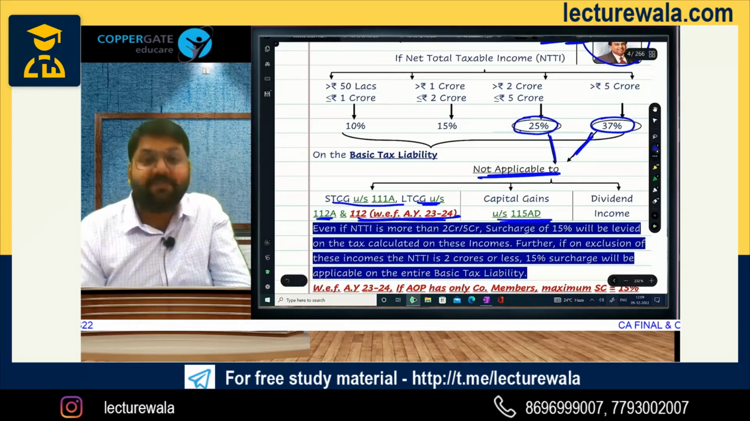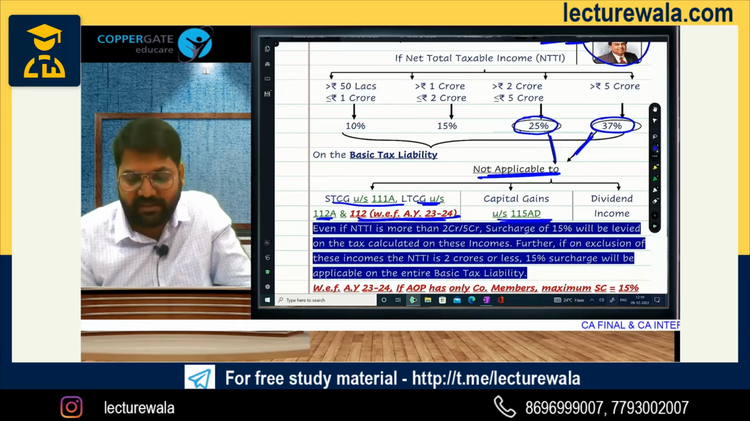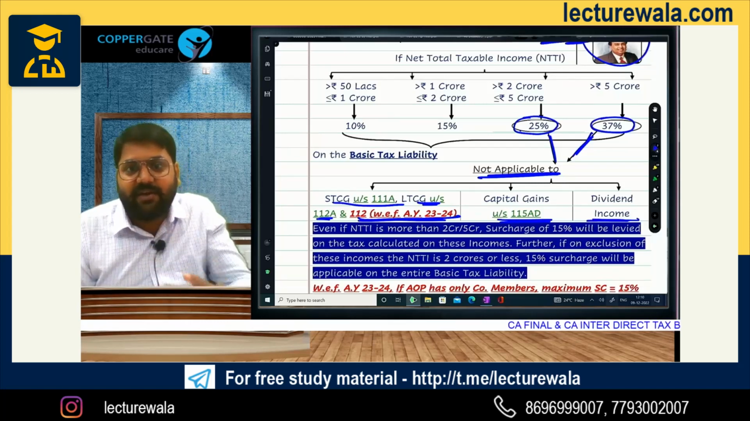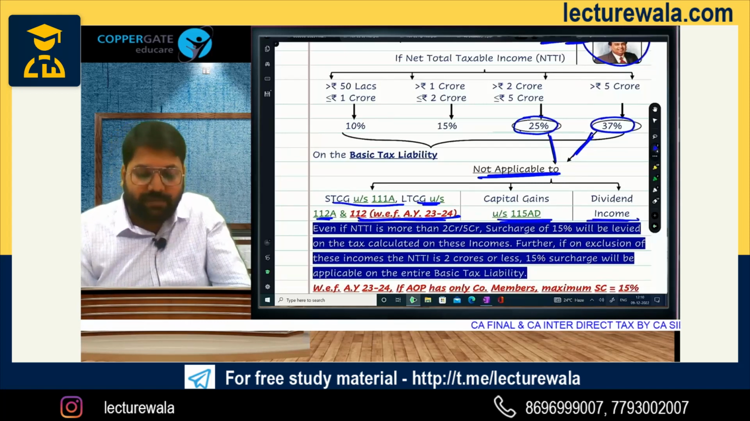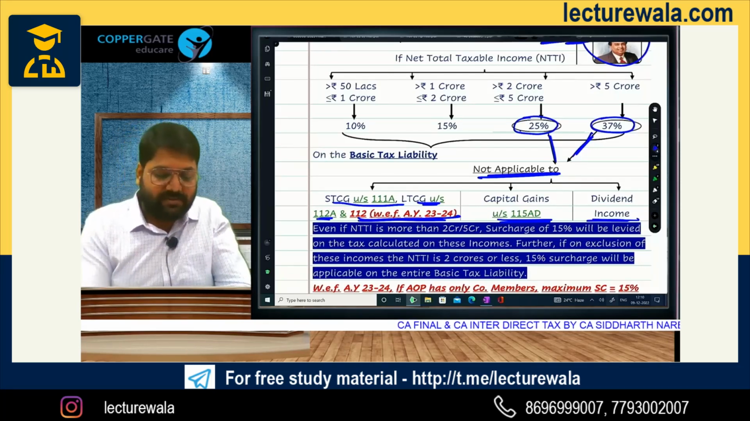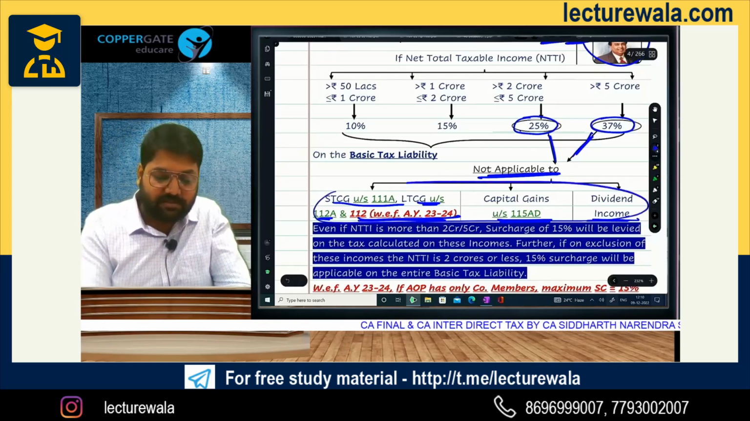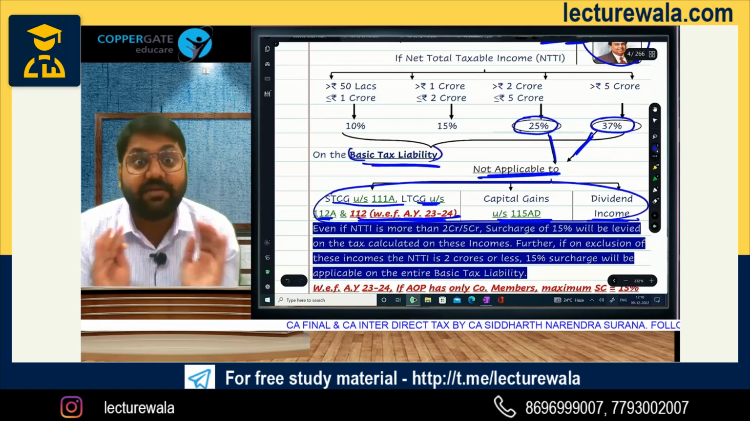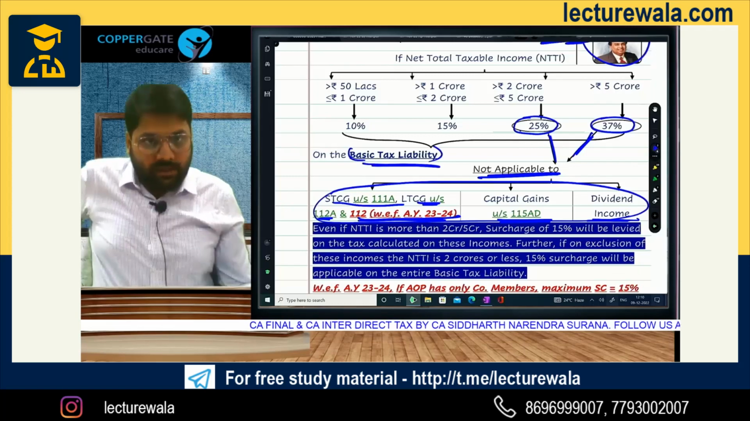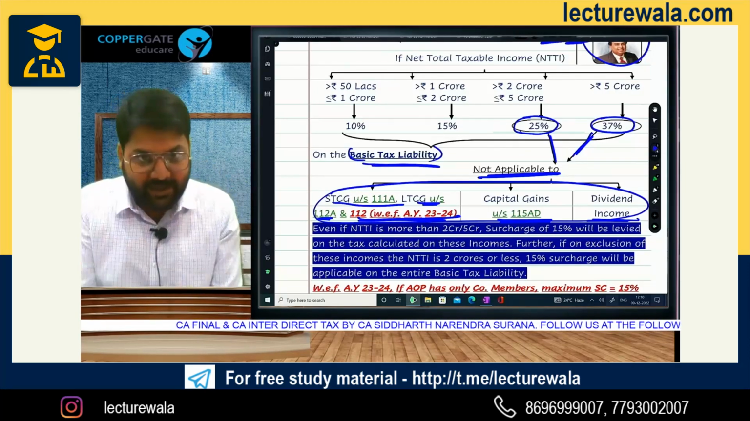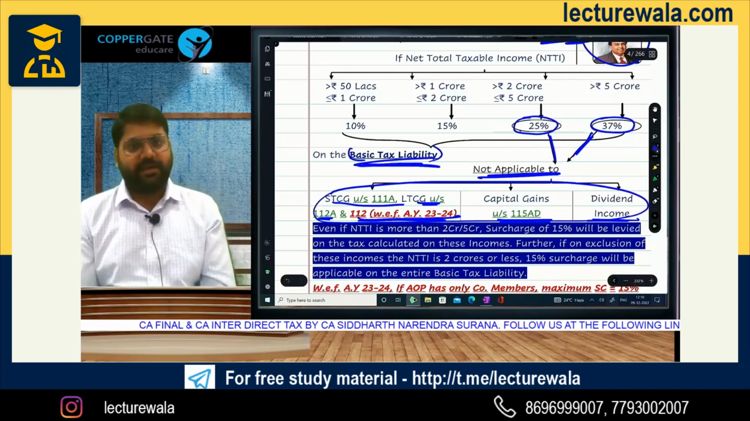Capital gains under 115AD, special rates of tax, FIIs, and dividend income: the 25 and 37 surcharge will not be applicable on the tax that you calculate on these incomes. There will be some tax that you calculate on these incomes, and surcharge will be calculated on that tax. Don't forget, surcharge is never calculated on income. On your income you calculate tax, and on the tax you calculate surcharge.